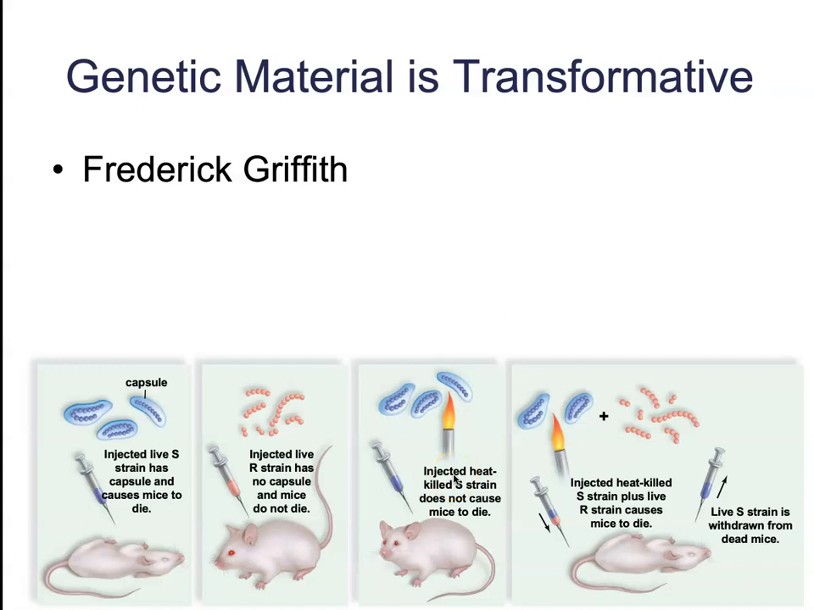So then he began to get clever, and he injected mice with a mixture of heat-treated S strain and R strain. And interestingly enough, the mouse died, meaning that the non-virulent rough R strain was transformed to the virulent version by the presence of the heat-killed S strain. The S strain had been treated with heat and was effectively dead. However, somehow the genetic information from this S strain was transferred into the R strain, and eventually it killed the mice.